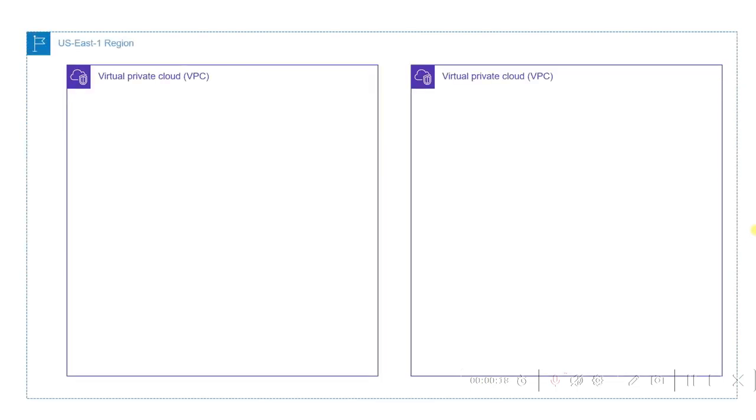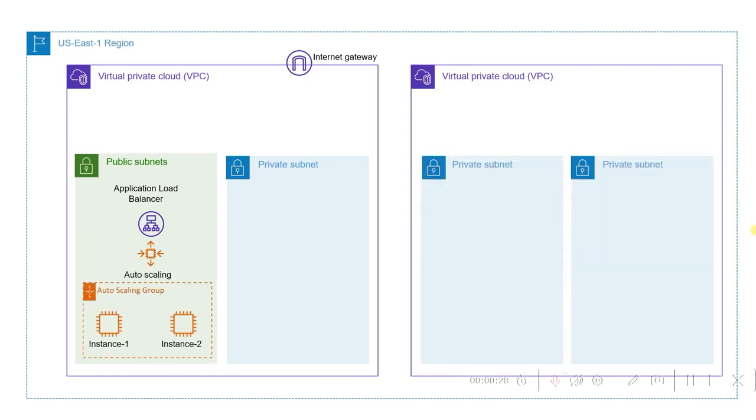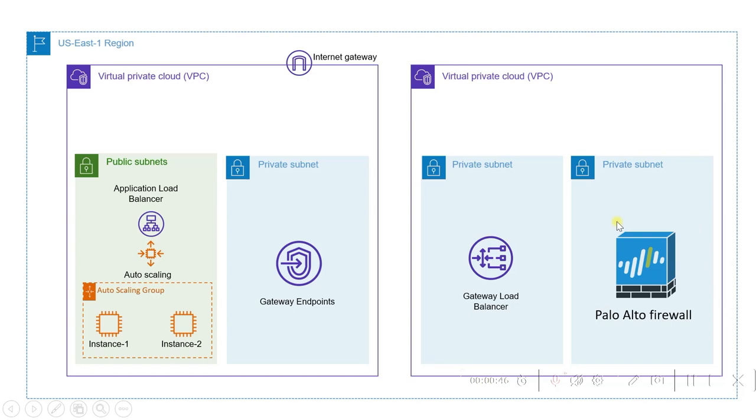In this lab, we are going to configure two VPCs. In the first VPC, we'll configure public subnets for auto scaling and application load balancer. In the second VPC, we'll configure two subnets: the gateway load balancer and a private subnet. Then we'll configure the respective gateway load balancer endpoint in the first VPC's subnet. Here we'll take Palo Alto firewall. These are the things mainly we are going to configure in this lab.